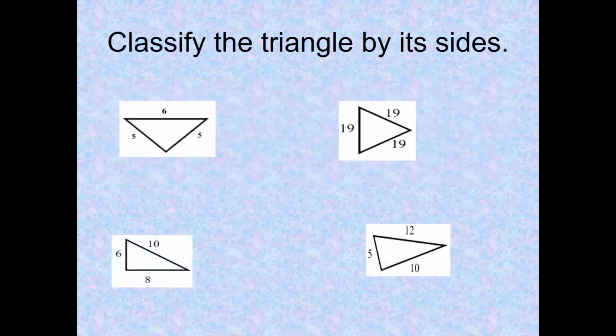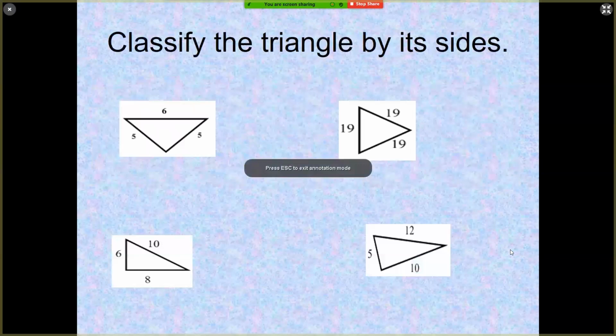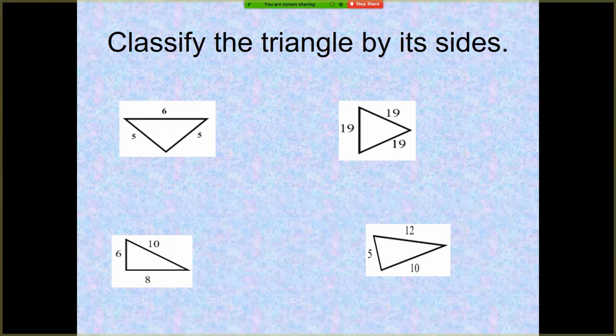On the next slide, we're being asked to classify each triangle by its sides. So when we classify based on sides, in this case, we're going to look at all of the side lengths and determine how many sides are congruent. So looking at this triangle here, we have 2 sides that are both a length of 5. The one at the top is not. So we have 2 congruent sides, so this is isosceles.